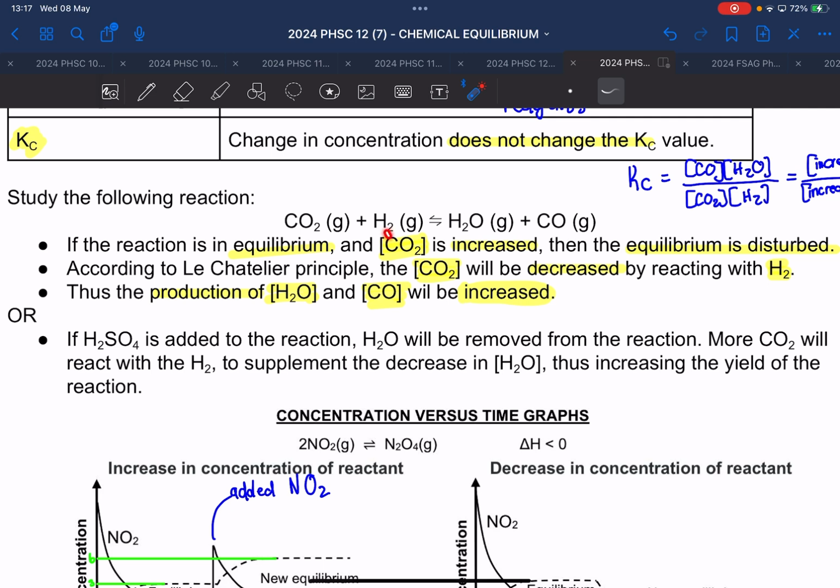So we increase the concentration of one of our reactants. According to Le Chatelier's principle, the system will do whatever it does to oppose what we did. So we increase the concentration of our reactants, so it wants to decrease the concentration of our reactants. How does it do that? By turning our reactants into more products.